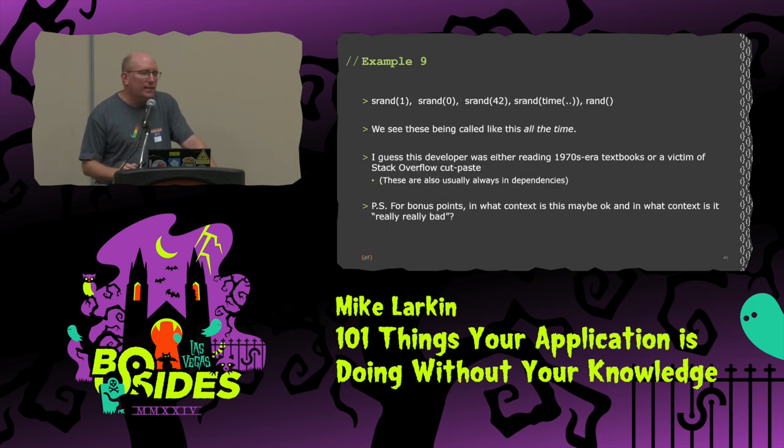How about this one? Anyone ever guilty of doing srand(1) or srand(0) or srand(time)? Come on. We see this being called all the time. Now, there's nothing inherently wrong with these APIs, except if they're called in certain contexts. So the question at the bottom of the slide is asking, when is this kind of okay? And when is this really bad?